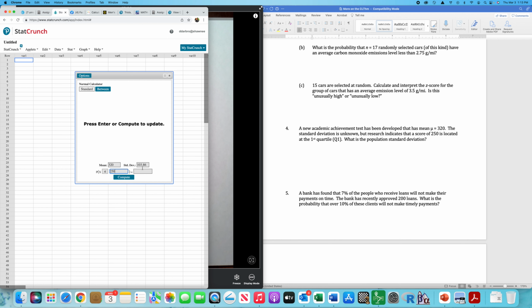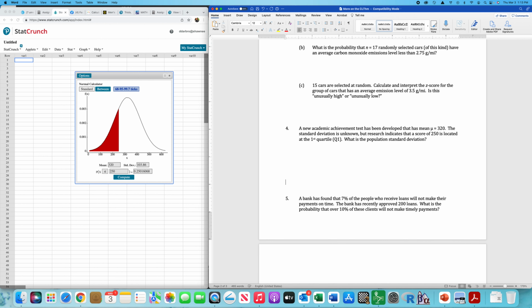Now, what should my answer be if this is reasonable? What percentage of scores should be below Q1? 25%, right? All right, close enough for me. So 103.86 would be the standard deviation.